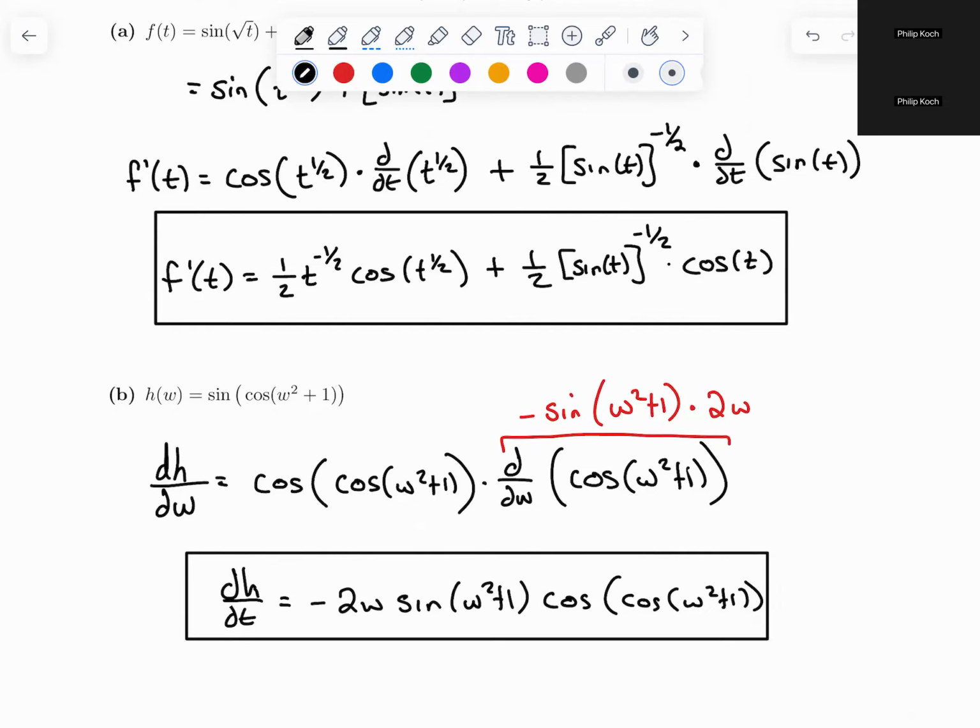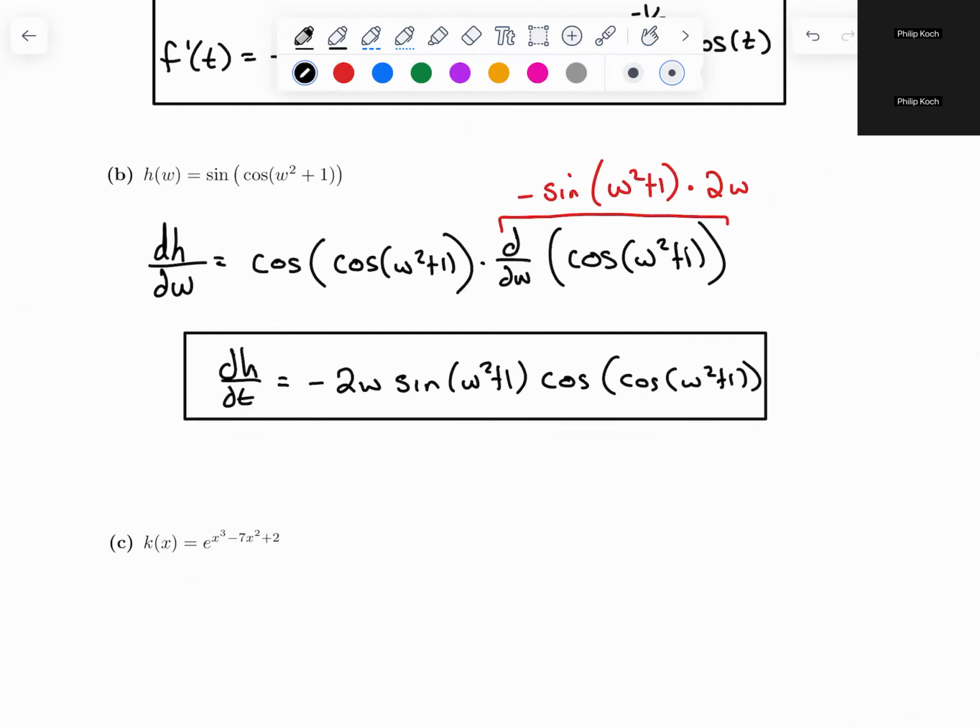Okay. So putting the negative in front of the 2w doesn't change the answer. It doesn't make it wrong. Nope. So the reason why I did it this way, by the way, is I'll see students write this: cosine of w squared plus 1 minus sine of w squared plus 1 times 2w. What's the problem? It's not multiplication. Minus is not multiplication.